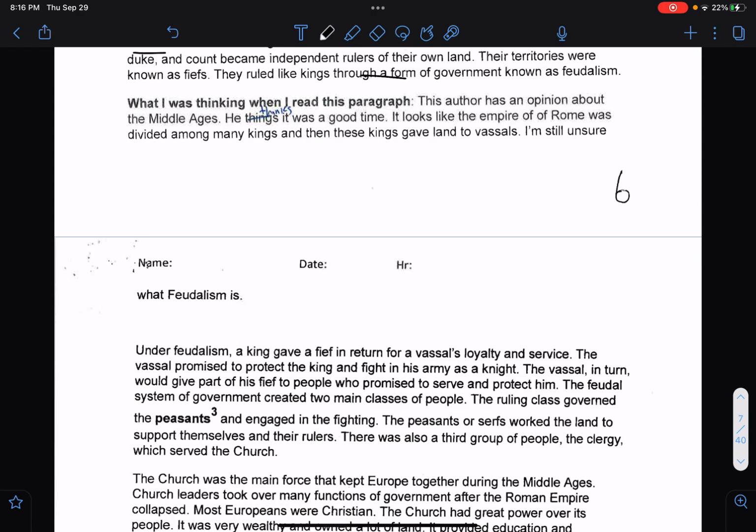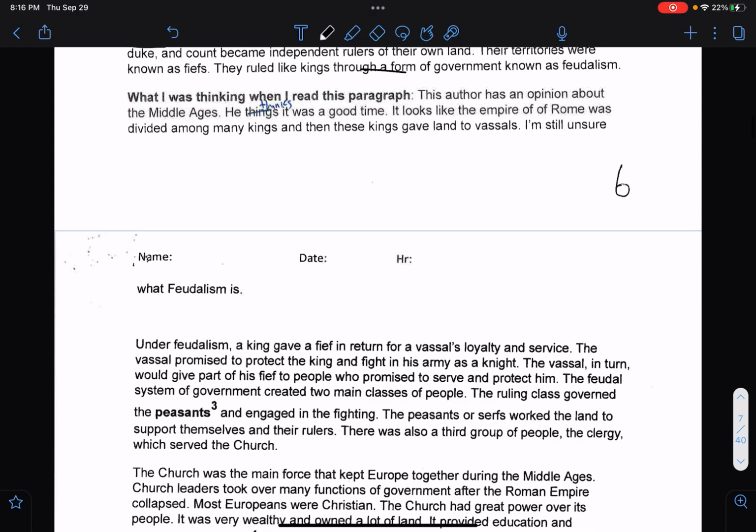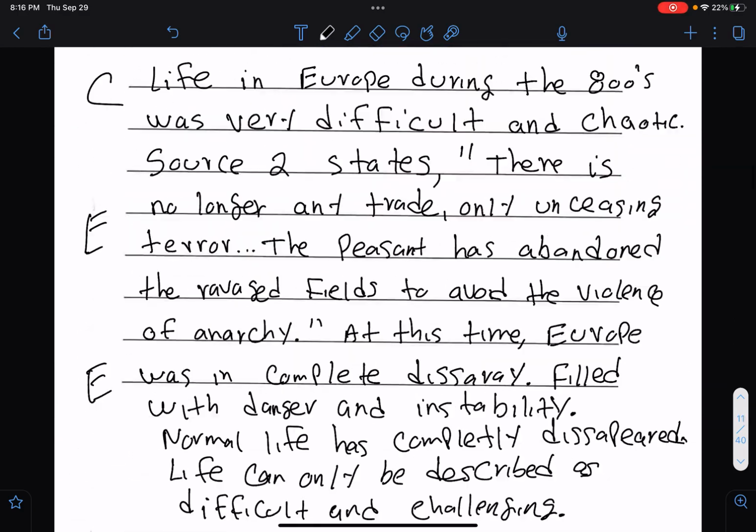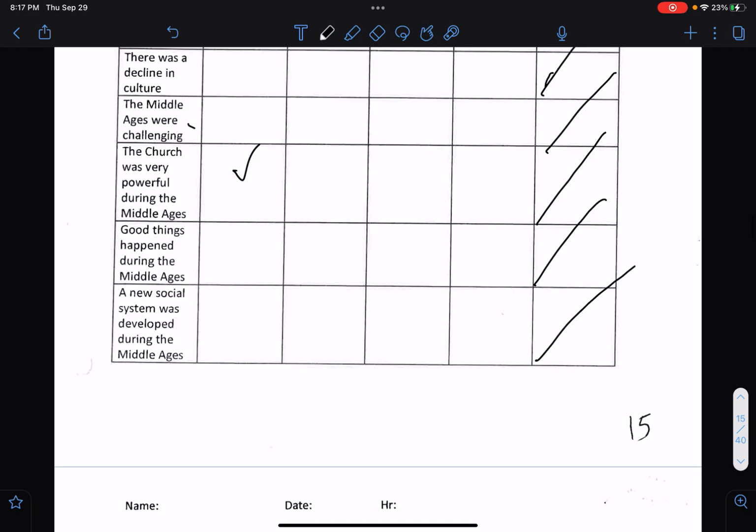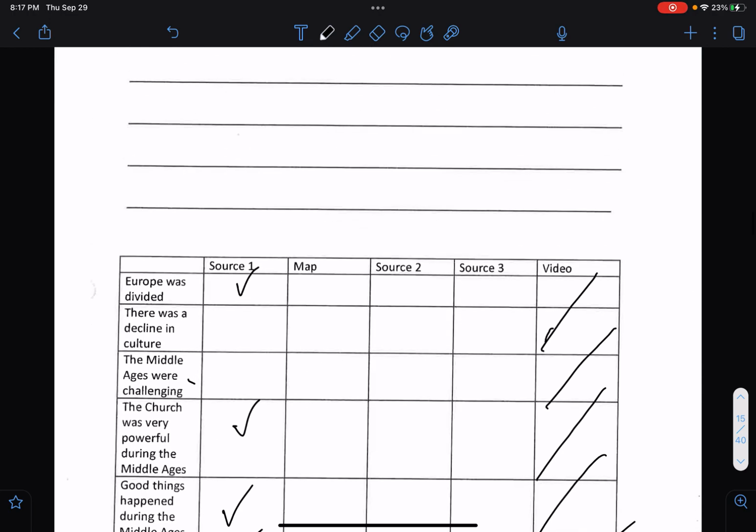This one doesn't really talk about it being challenging. It talks about a system of feudalism, but it doesn't really talk about challenging. Let's leave that one blank. The church was very powerful during the Middle Ages. Yes. Good things happened in the Middle Ages. Yes. Feudalism developed. Yes. I've read that article several times, so I know that the source does support that, right?